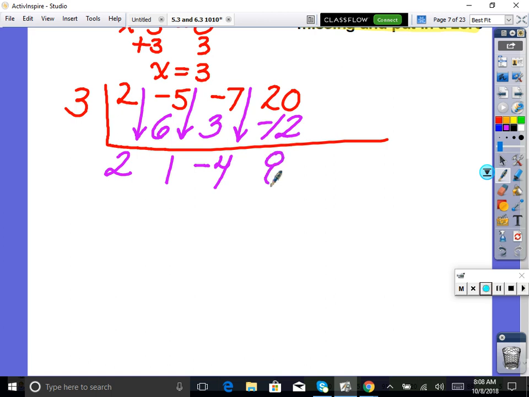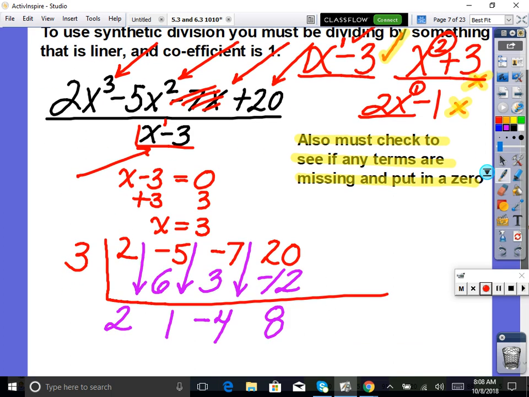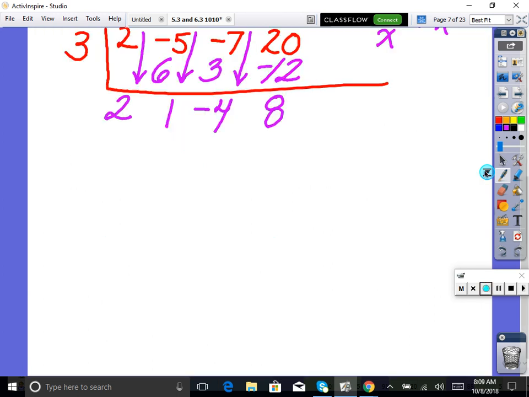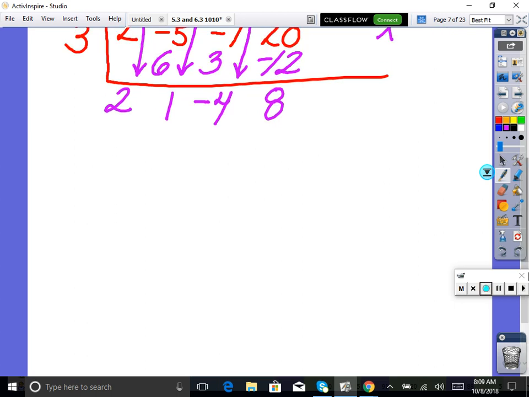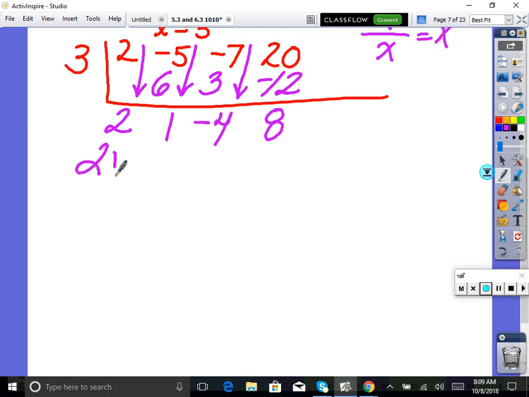Positive 8. Now this is what you would check next. What was I dividing by? Degree 3 divided by degree 1. Look, everyone, x cubed divided by x. Isn't that x squared? So we now have a quadratic. It is 2x squared. These are the coefficients. This is 2x squared, that's positive 1, so plus 1x, and then minus 4. This last number must be our remainder. The final number will always be your remainder as long as you set it up right. So our remainder is 8, so you'd say plus 8.